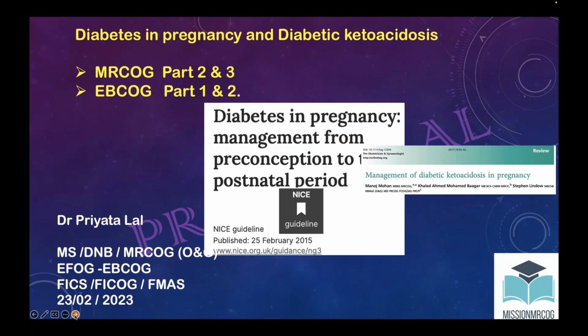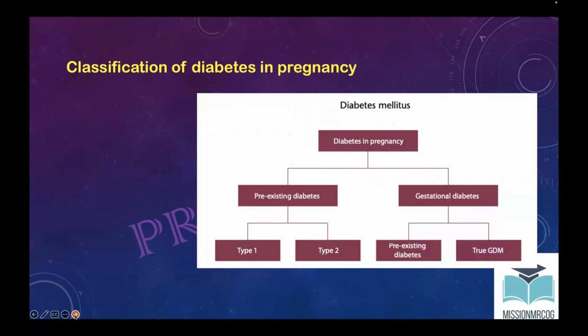Now, first it is important to know the diabetes classification. It is not new for us. It could be pre-existing diabetes, of which there are two types, type 1 and type 2. And then there is gestational diabetes, of which there are two types. In one, the patient has previous diabetes, but at the start of pregnancy the blood sugars are fine, she's not under any control, and she develops gestational diabetes. So this is pre-existing diabetes, but again the patient develops gestational diabetes.